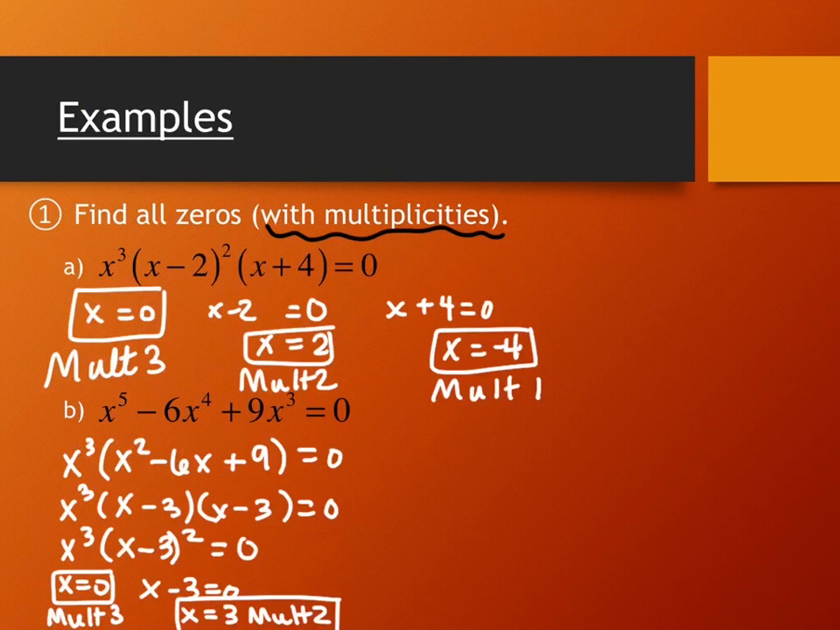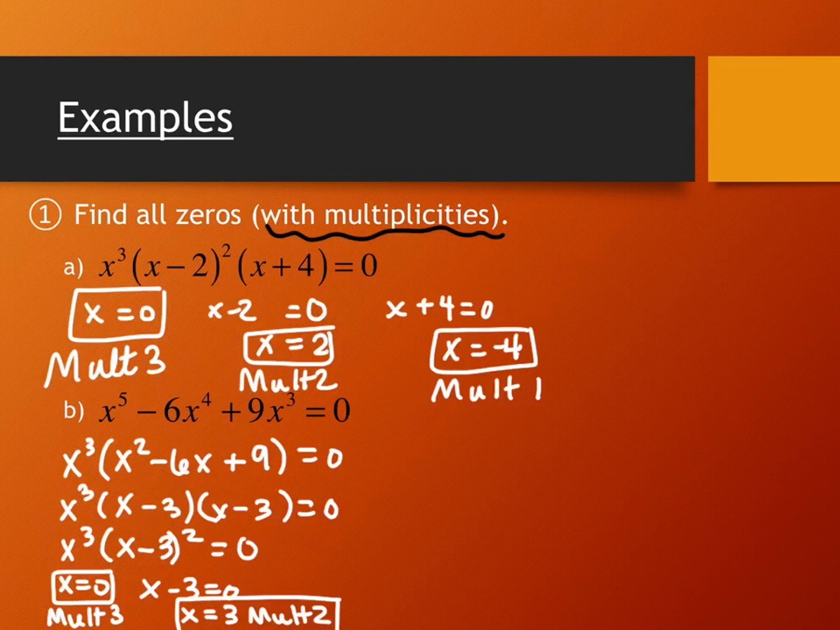For example, take a look back over here. We'll look at part B because it's all multiplied out. What's the degree of part B? The degree of the polynomial. 5, right? Degree just means highest exponent. We've talked about that once before. It's a degree 5 polynomial.